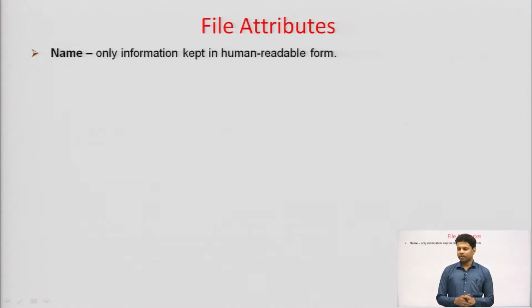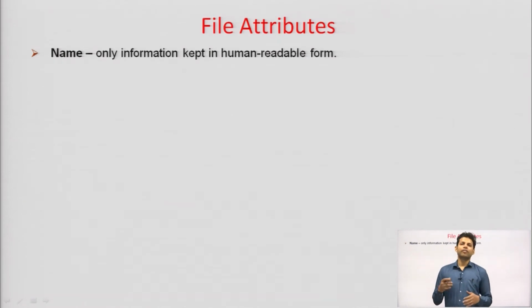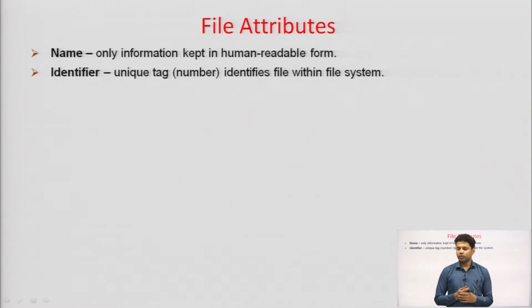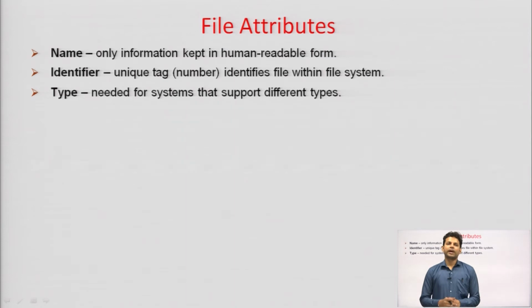Now, the different attributes of a file, or the information related to files. The first thing is your file name. This is the only information kept in human-readable form, because the file name is generally given by the file creator. Then the identifier, a unique tag or unique number that identifies the file within a file system. The type of file is another attribute, needed for systems that support different types.